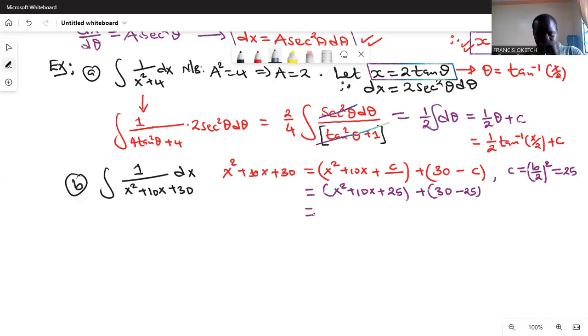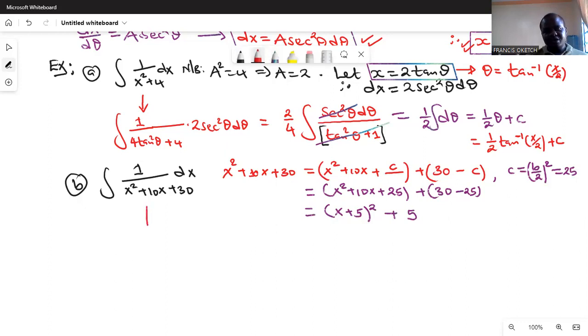Now, the first bracket is a perfect square, or simply you can factorize that so that you get x plus 5 squared, perfect square. And the other one, 30 minus 25, that is the same as 5. So you see the way we've rewritten that. Now, we go back to our integral.